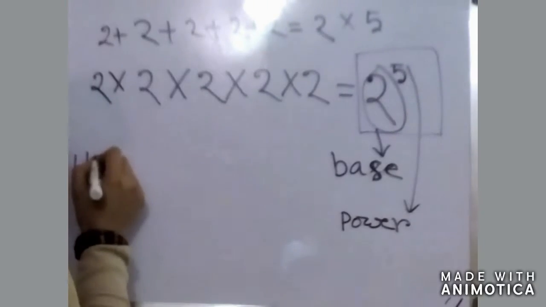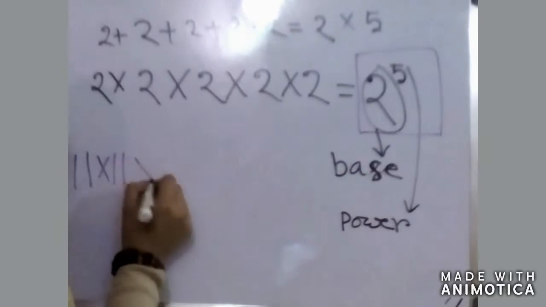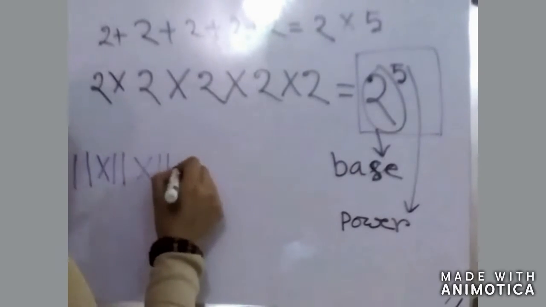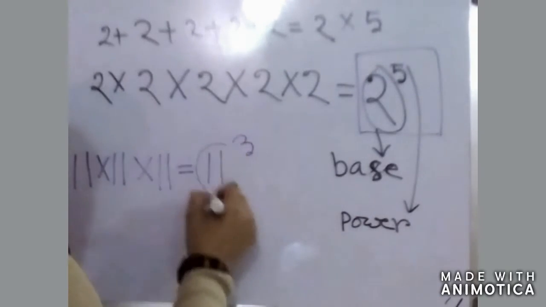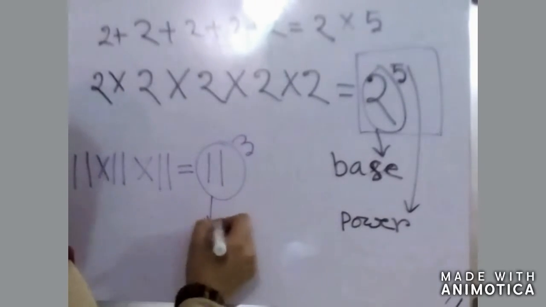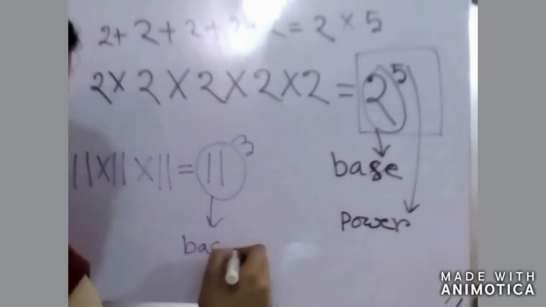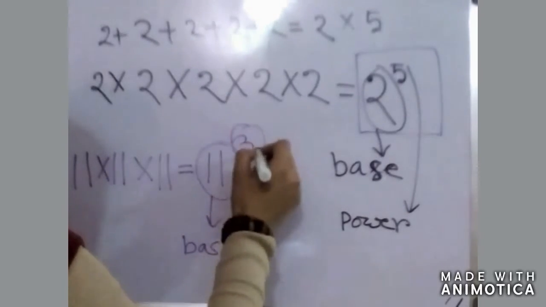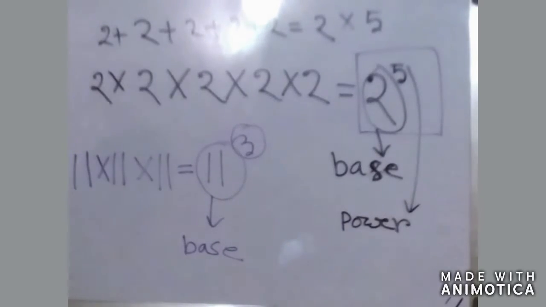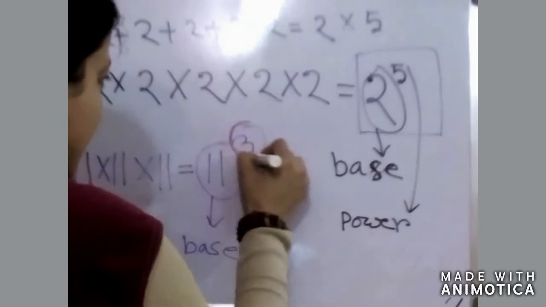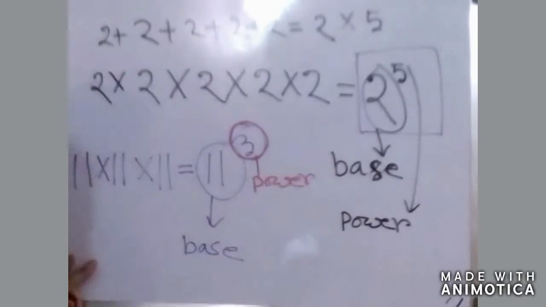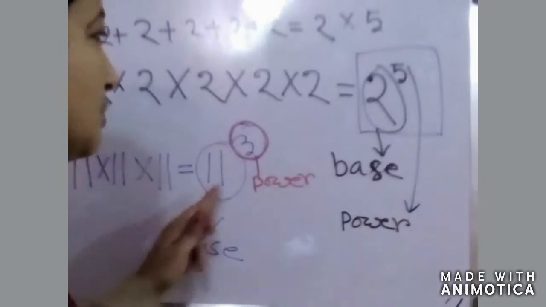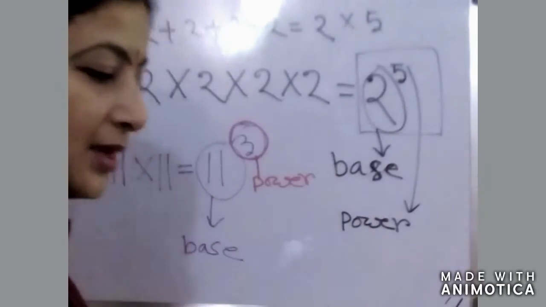So 11 into 11 into 11 means we can write it as 11 to the power 3, where this 11 is the base and this 3 is the power, and so we say that it is 11 to the power 3.